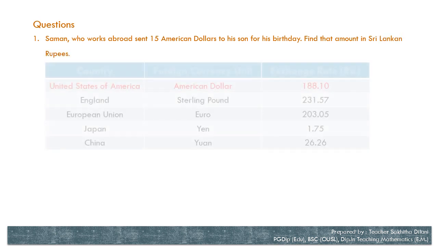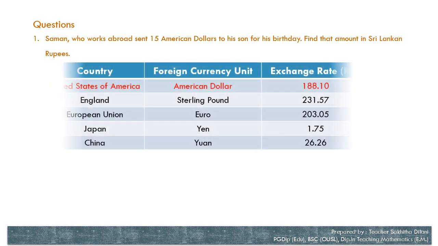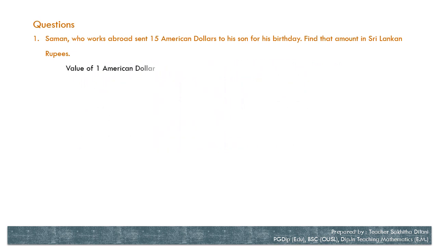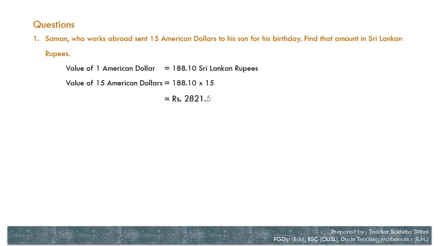Let's solve some problems using the data given in the table. First question. Someone who works abroad sent $15 to his son for his birthday. Find that amount in Sri Lankan rupees. In the table, you can see that the value of $1 equals 188 rupees and 10 cents. To find the value of $15, you have to multiply that value by 15. Then the answer is 2,821 rupees and 50 cents.